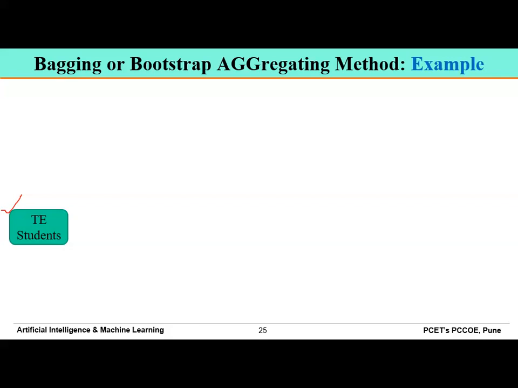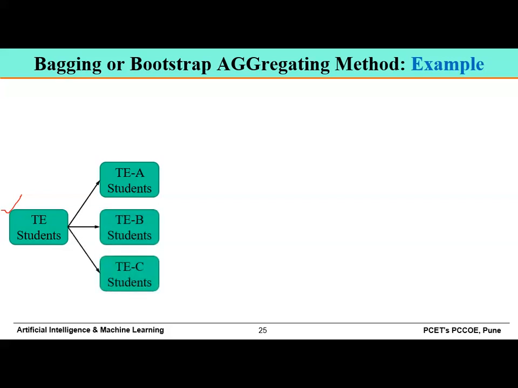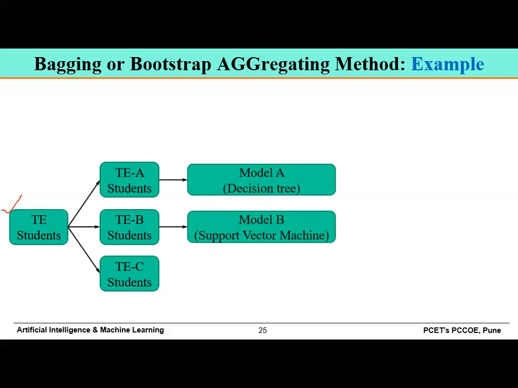Now from that population we can draw samples. For example, TA students first sample, TB second sample, TC third sample. So we now have three samples. Now for TA division we developed model A. For TB students we develop model B, and similarly for TC division we develop model C. Model A is developed using a decision tree. Model B is developed using a support vector machine algorithm, and model C is developed using the Naive Bayes algorithm.